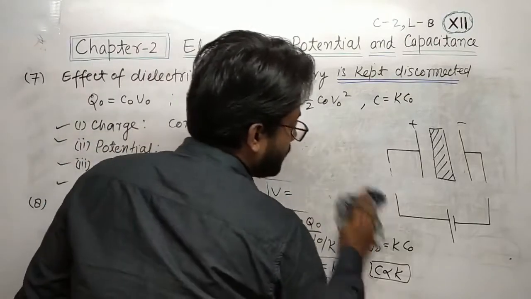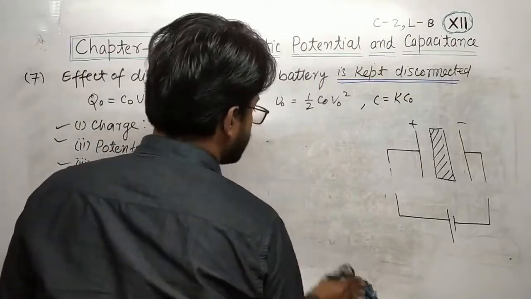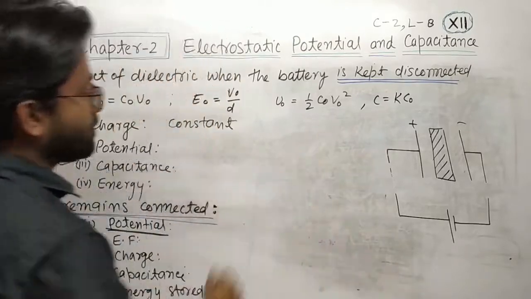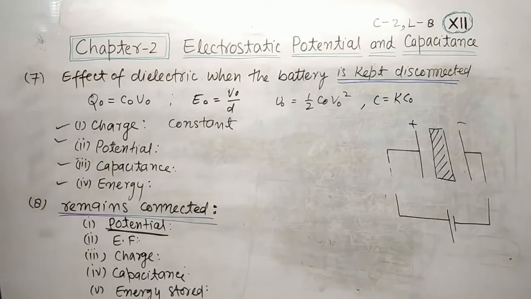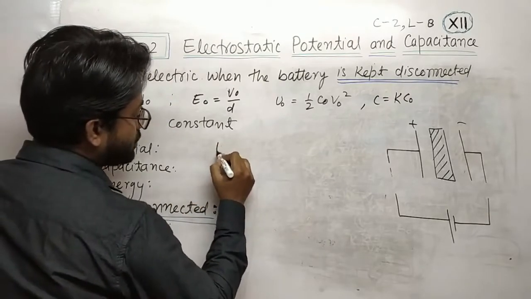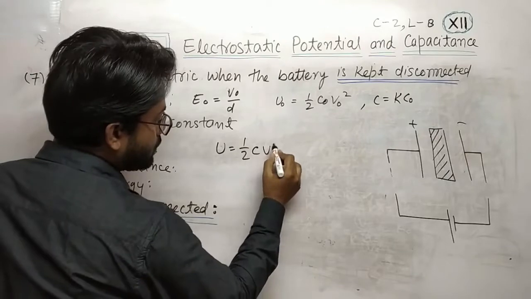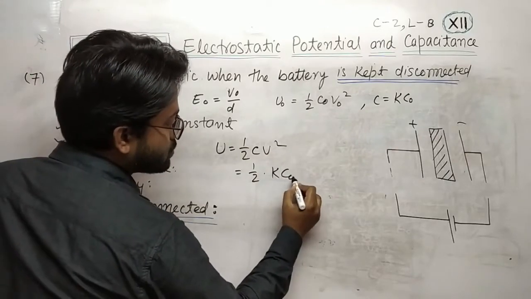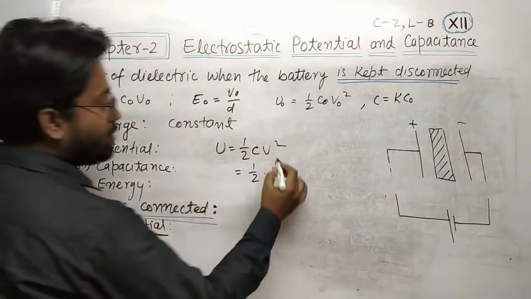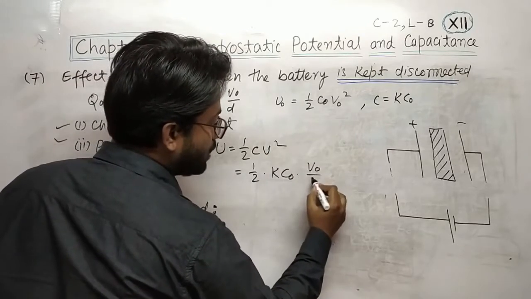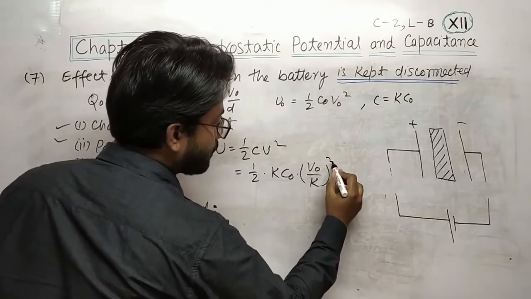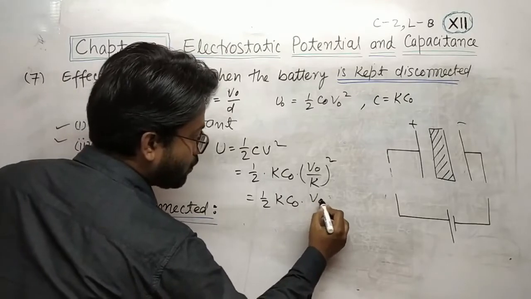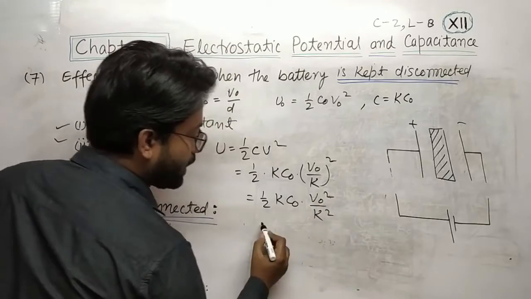What will happen with the energy when we insert a dielectric slab between the capacitor plates when the capacitor is disconnected from the battery? Formula of energy is U is equal to 1 by 2 CV square. C can be written as K times C naught, and V can be written as V naught upon K whole square. 1 by 2 K C naught V naught square upon K square.